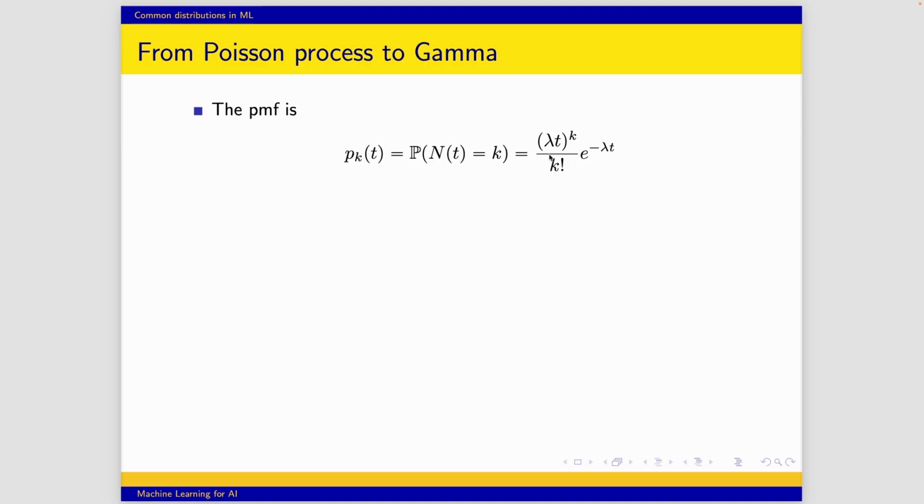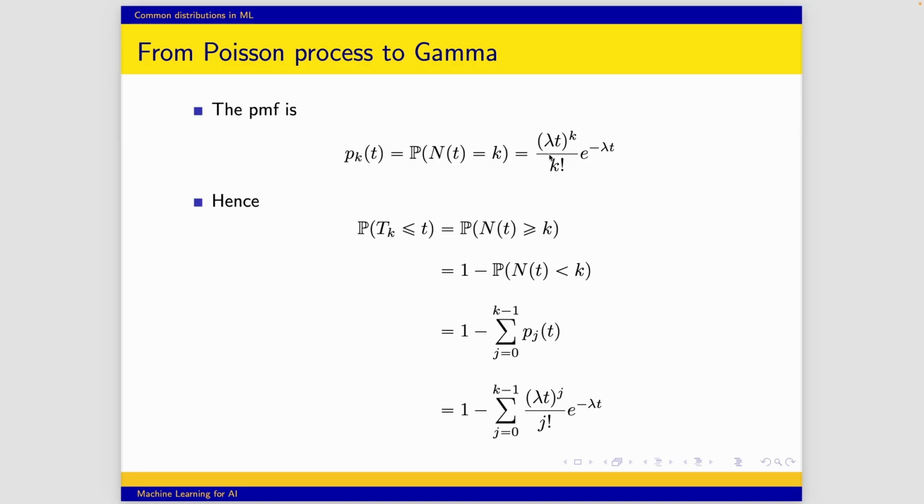And so from this, the probability that T_k is less than or equal to t has to be the probability that N_t is greater than or equal to k. Remember, these are equivalent events. And what's this? Well, this is 1 minus the probability that N_t is less than k, right? The complement of this event. 1 minus the probability of the complement of that event.